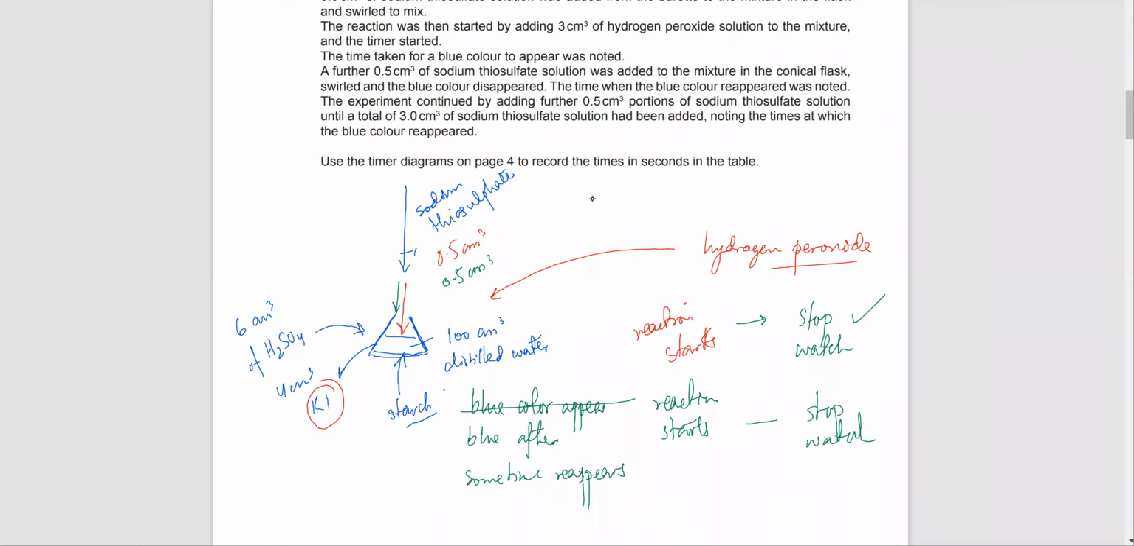And he's saying he's continuously, after every time interval, adding 0.5 cm3 more. He adds another 0.5 cm3, the blue color disappears and then reappears after a certain time interval, and he's measuring those time intervals. Okay, now it looks like a very complicated question. They're not going to ask you very complicated questions on this.